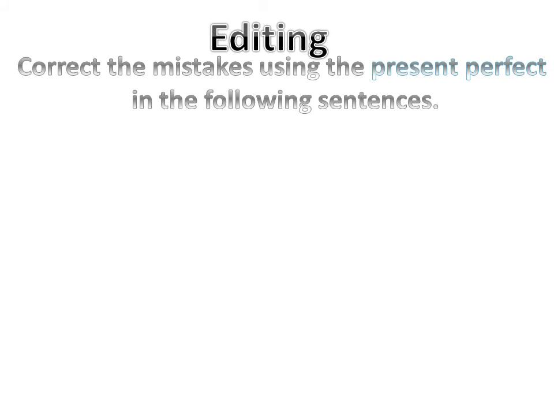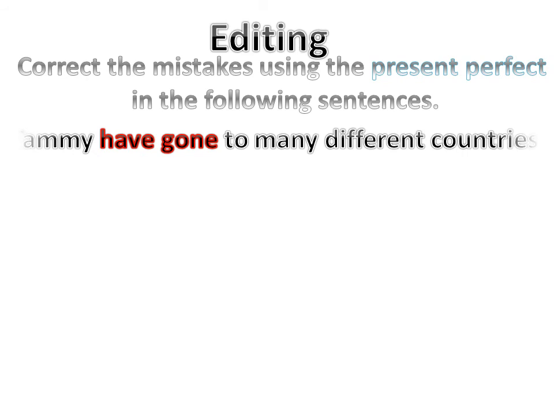Okay, now that we've taken a look at present perfect and how to form it and how to use it, let's test our knowledge with a little editing. We want to correct the mistakes using the present perfect in the following sentences. Tammy have gone to many different countries. The correct way to say this is, Tammy has gone to many different countries. Remember, the subject pronoun for Tammy is she. So we want to use the correct verb that agrees with our subject.